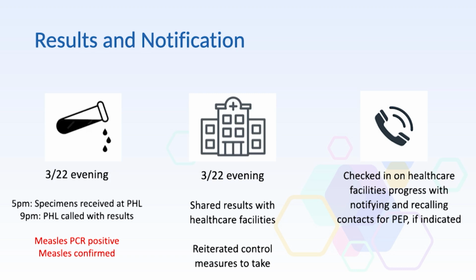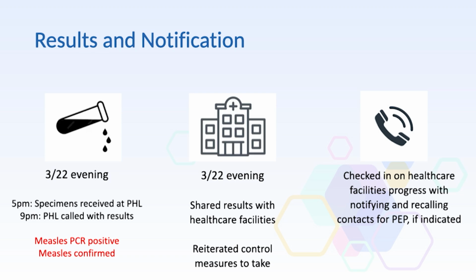Our unit chief reached out to the infection control and medical director contacts at the 3 different healthcare facilities, relaying these results that night and instructed them to proceed with notifying exposed persons and recalling for PEP if indicated. Our public health lab colleagues forwarded this specimen to the New York State Reference Lab the following week for genotyping. We also notified CDC about the confirmed case the same evening.